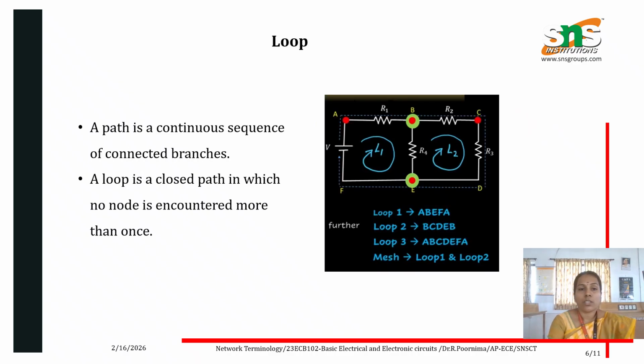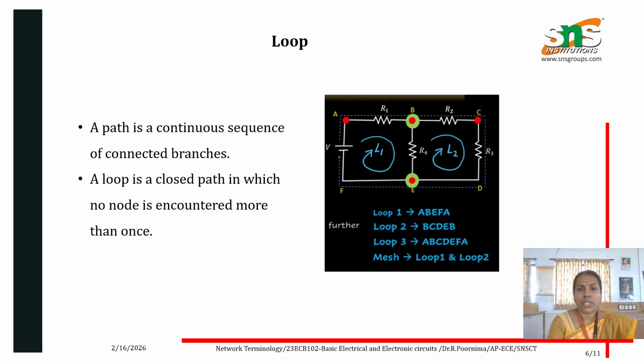And loop. So path is the continuous sequence of connected branches. If you take a closed path in which no node is encountered more than once, so this kind of path is defined as the loop. For example, in this circuit, let's take a node A. So when we go from node A to node B and again E to F to A, so this is one loop. Similarly, from node B to node C to node D, E and B, so this is the second loop.